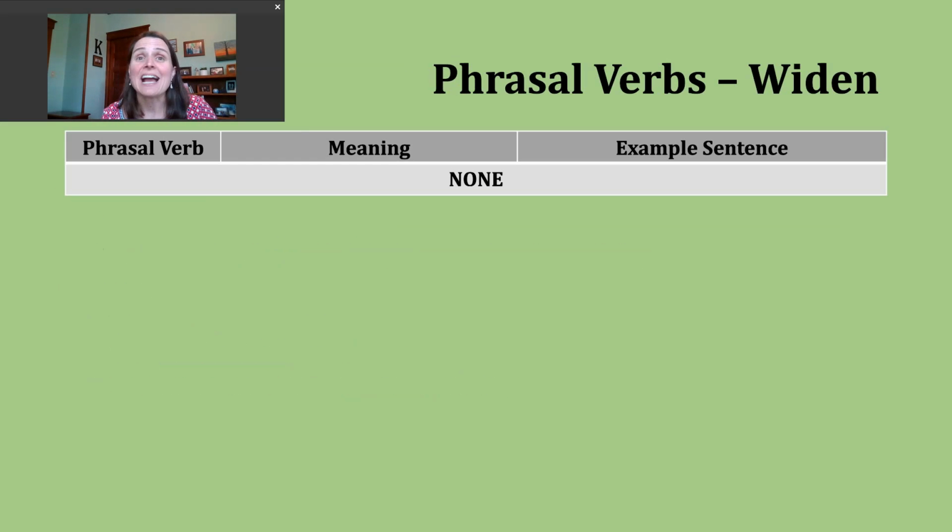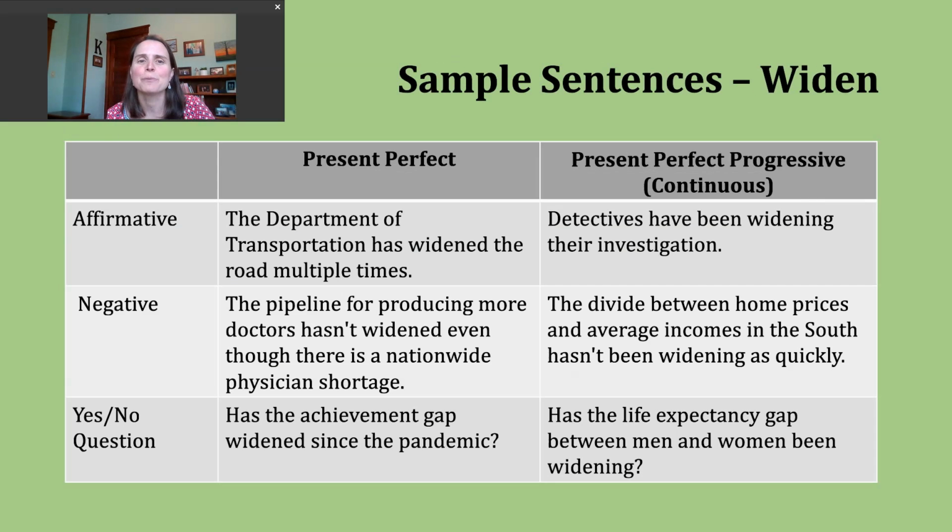Now, I don't have any additional phrasal verbs for us to study today, so instead, we can focus on doing a little verb tense review. Today, we're going to practice the present perfect and the present perfect progressive. We'll start with the present perfect.